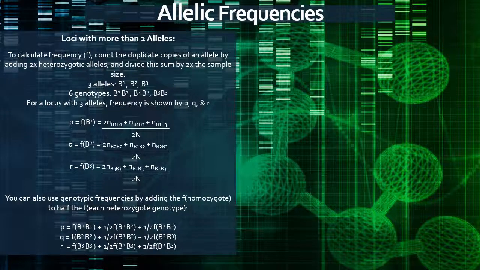To calculate allelic frequencies using loci with more than two alleles, count the duplicate copies of an allele by adding 2 times the heterozygotic alleles and divide this sum by 2 times the sample size. If you have 3 alleles and 6 genotypes, the frequency is shown by P, Q, and R. You can also use genotypic frequencies by adding the homozygotic frequency to half of each heterozygotic genotype frequency.